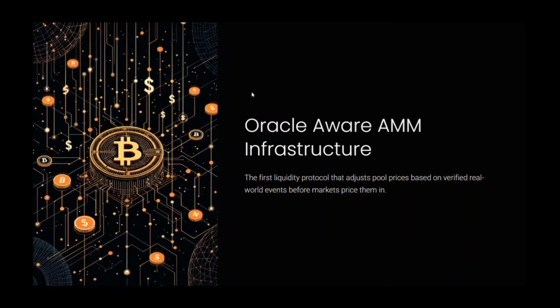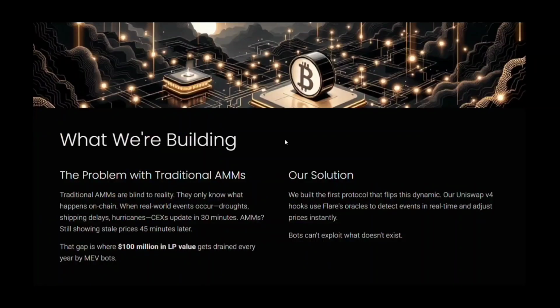Uniswap liquidity providers lost over 100 million last year just because AMMs react to real world events after arbitrage bots have already exploited them. We built an oracle-aware liquidity infrastructure that flips this. Pools now adjust prices based on real world data before markets price it in.